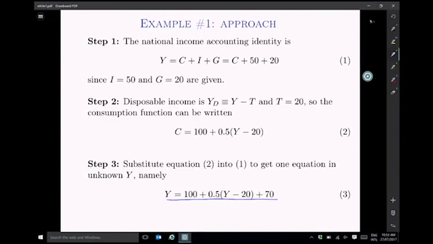After you derive the consumption function, you can plug this C back into the equilibrium condition, that is Y equals C plus I plus G. So if you put the exact form of C back in, you will have this equation straight here. I'll upload this solution after the lecture.